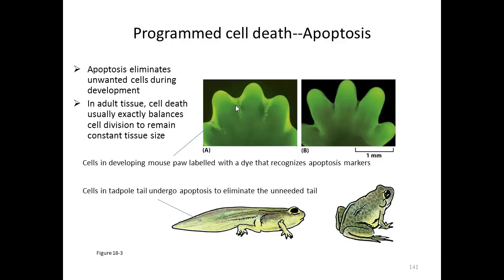Another example of programmed apoptosis is the limb bud, which initially is one appendage, and then the cells in between these digits will commit cell suicide on purpose, and you can see the emergence of digits there.